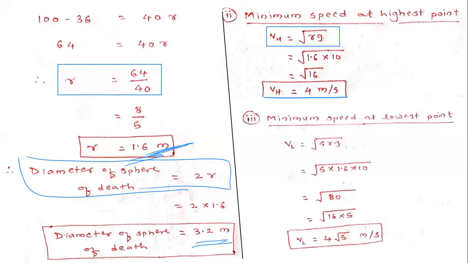So minimum speed at lowest point. The formula is under root 5Rg. So 5 multiplied by R, 1.6, into g, we get under root 80 by doing the multiplication. Under root 80 we can write 16 into 5. So root 16 is 4 and root 5 as it is. So 4 root 5 is the minimum speed at the lowest point to maintain vertical circular motion in a sphere of death. So we obtain here the answers. I hope you understood this problem.